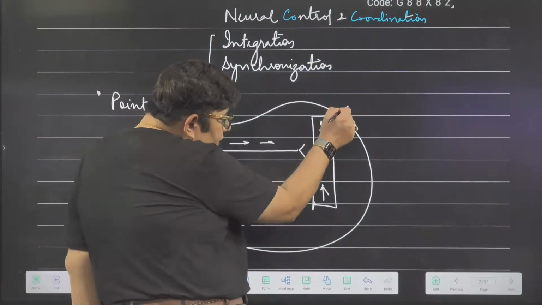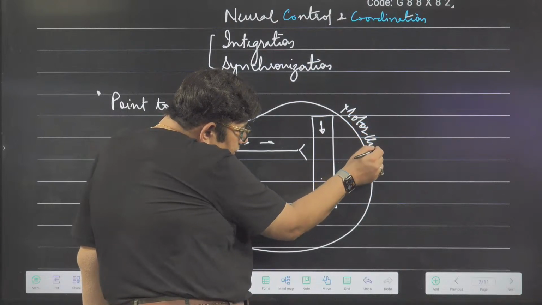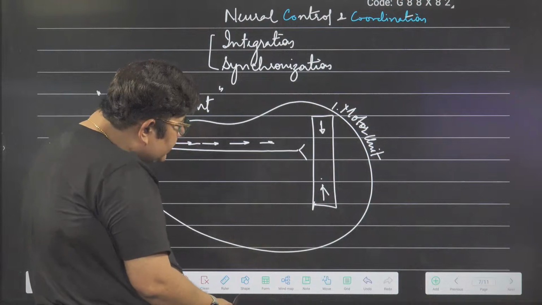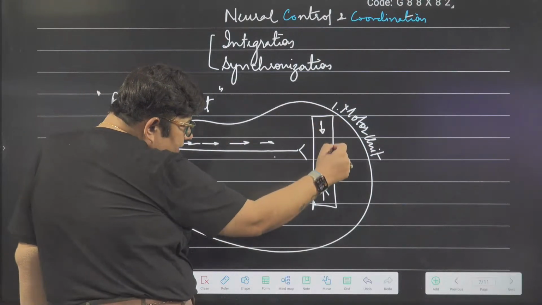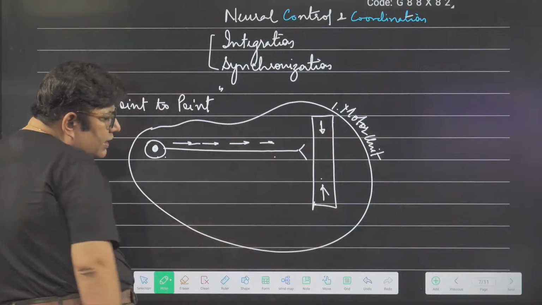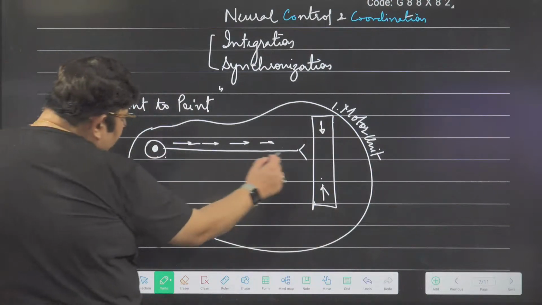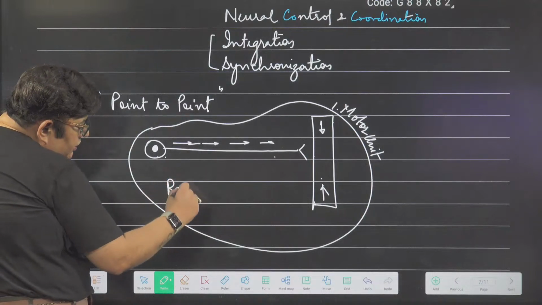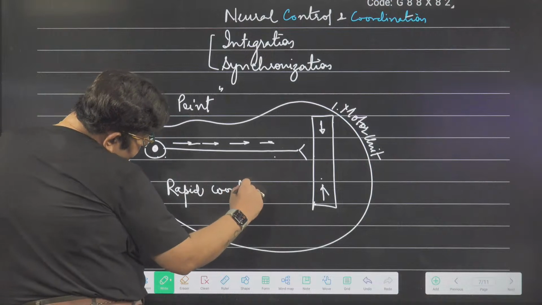This is called a motor unit. How many motor units do you see? One. The one is the motor neuron, because the muscle fiber can be one or can be more than one. One motor unit. This is a point-to-point connection. This is for rapid coordination.